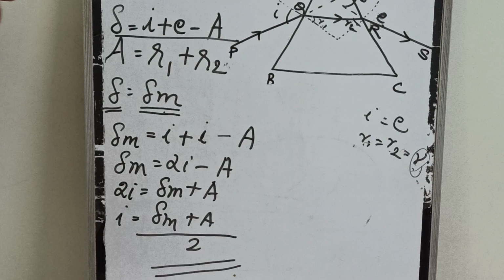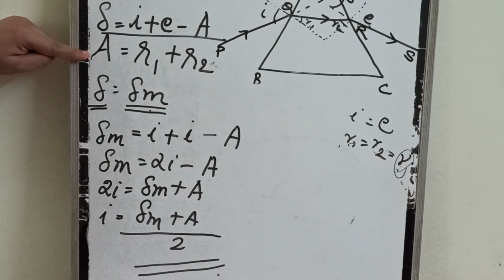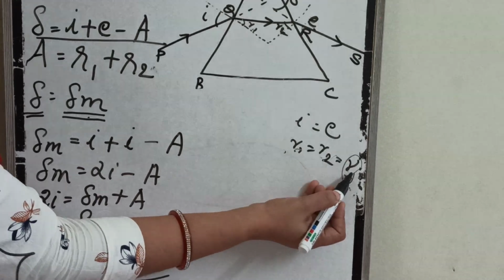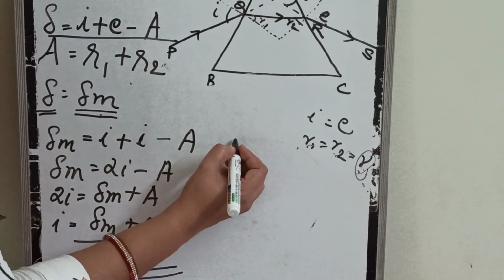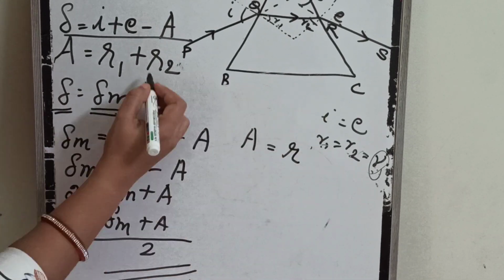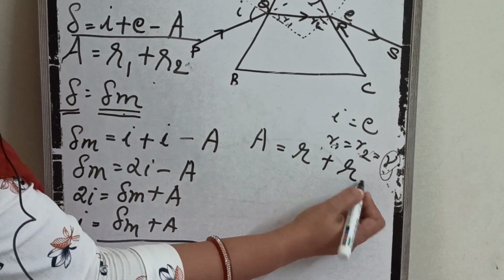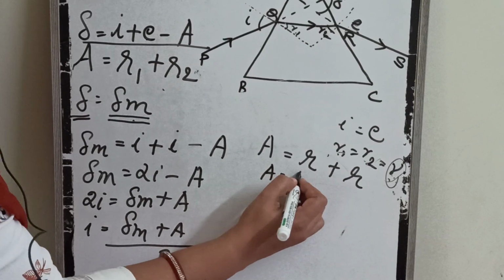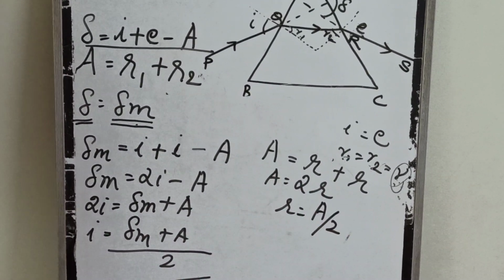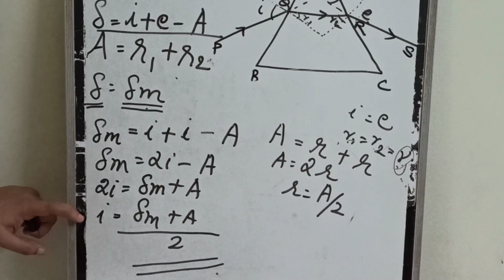Now for the equation A equal to R1 plus R2, I have the value R1 equals R2 equals R. So this equation will change to A equals, instead of R1 I can put R, instead of R2 also I can put R. So what is that? A equal to 2R, or R equal to A by 2. So I got values for I and R.